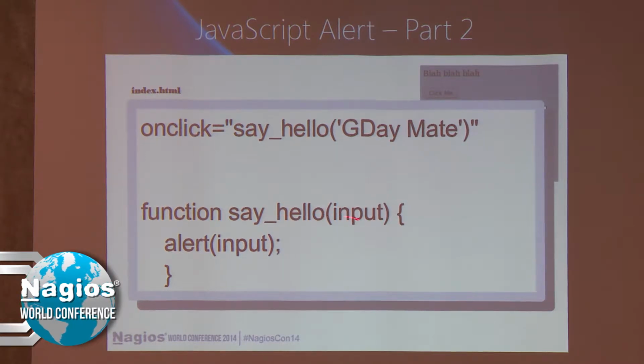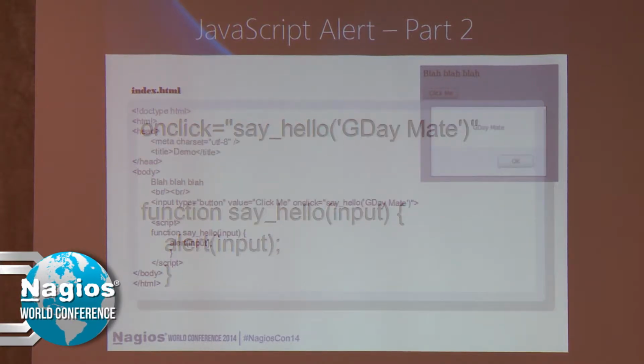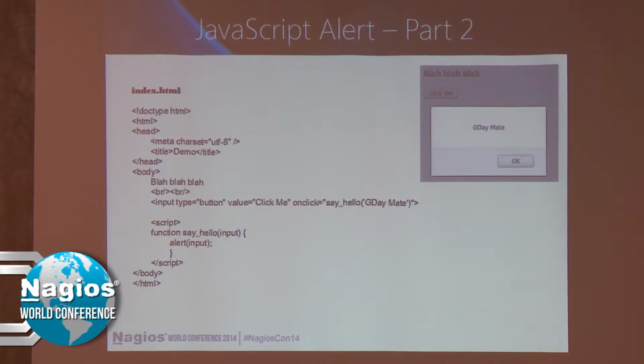And that can be anything you want it to be. I've just called it input for ease of use. And then we alert input, which gives you the "G'day mate." The point of this is that we only have one function and we can use it over and over and over and over again. We just send it the message and up pops, "Hello, g'day mate."